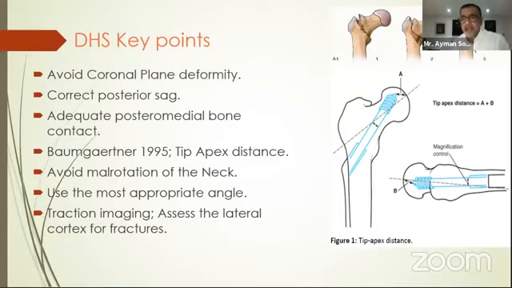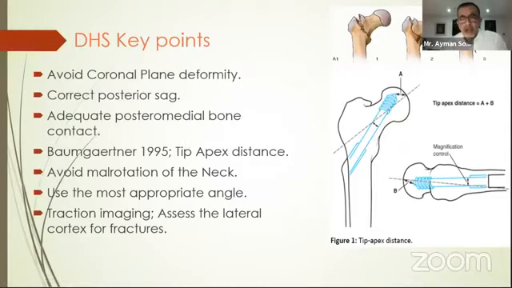DHS, some people love the DHS, some people hate the DHS. It's the easiest operation. My first operation ever as an orthopedic surgeon, 1997, was a DHS under the care of my professor Shireen Ahmed Khalif. It's also a very easy operation to get wrong. So you have to avoid coronal plane deformity, correct posterior sag, get adequate posteromedial bone contact, and you have to respect the tip apex distance.